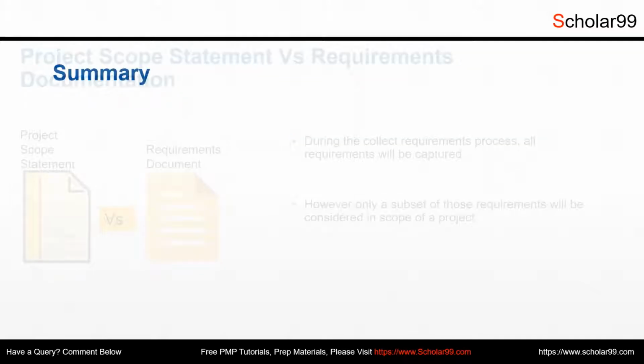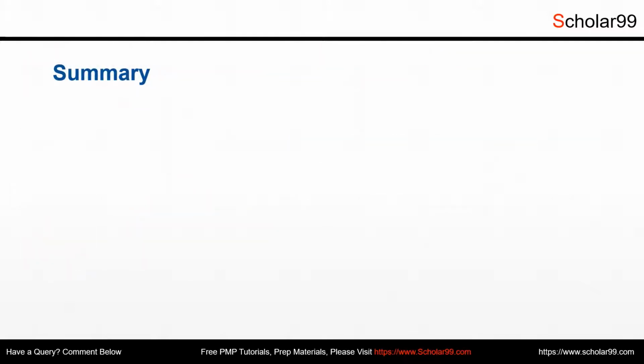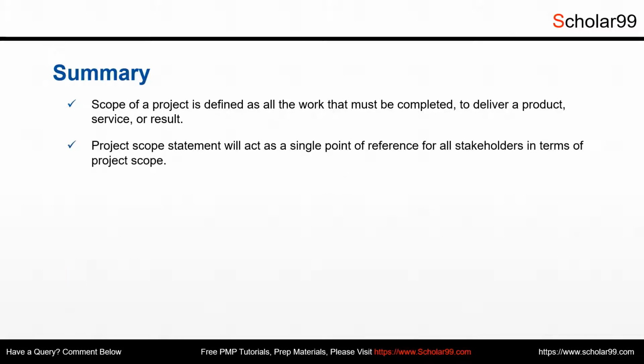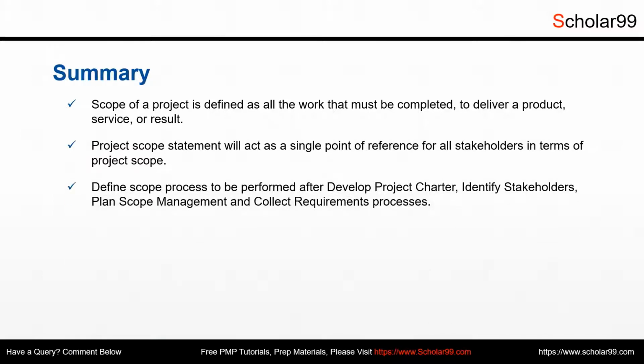Let's summarize what we have learned so far. Scope of a project is defined as all of the work that must be completed to deliver a product, a service, or a result. The project scope statement will act as a single point of reference for all stakeholders in terms of project scope. The define scope process must be performed only after the processes develop project charter, identify stakeholders, plan scope management, and collect requirements.